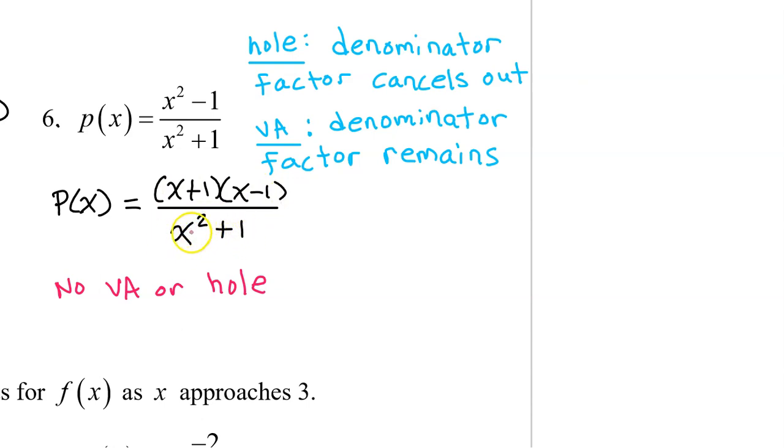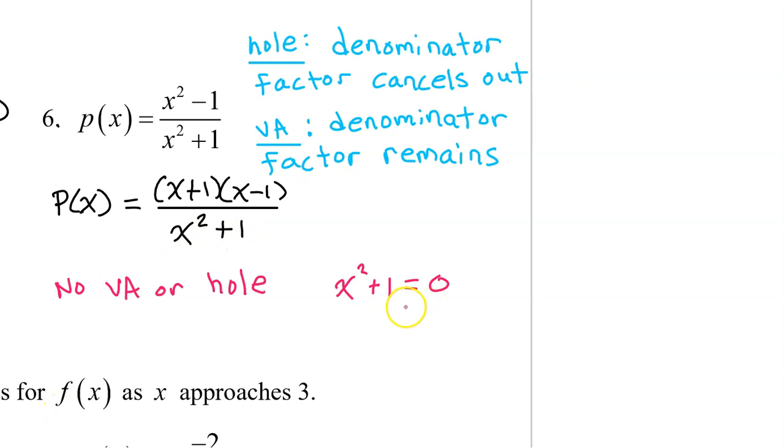x squared will always be 0 or positive. So the smallest this can be is 0. Then you add 1 to it, and you have a positive number. So, because the denominator will never equal 0, you will never have a vertical asymptote.